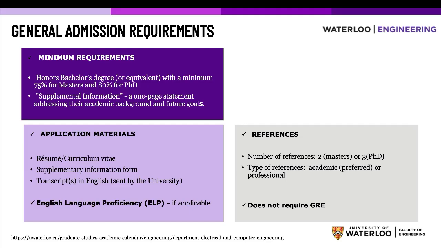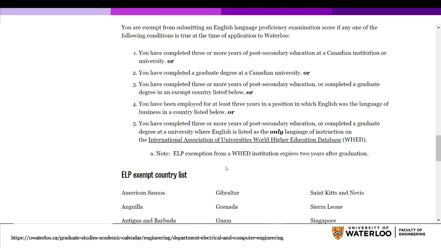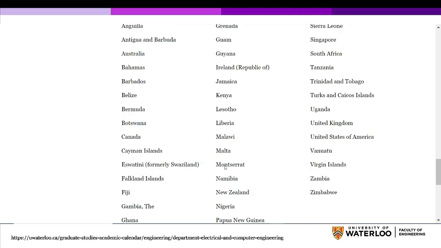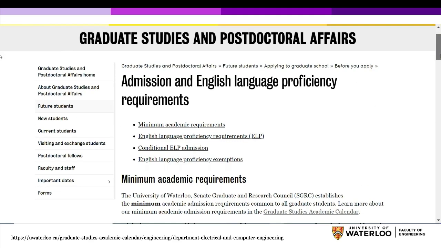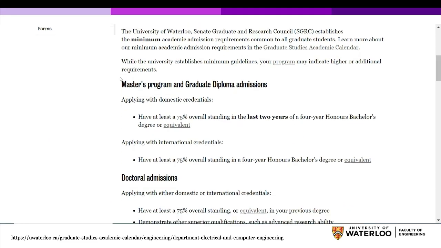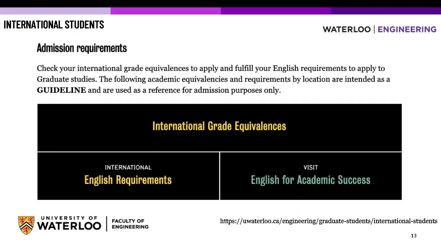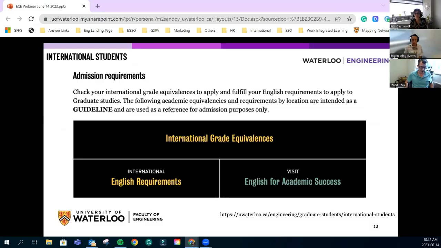We also require ELP, English language proficiency tests, if you have not met one of the exemption criteria, which are also listed on the university webpage. So it's important that you review those before you apply to make sure whether you require an ELP test or not. And we do not utilize or require GRE tests, so you do not need to submit them for an application. And as I mentioned earlier, the international grade equivalencies, you can find them on the webpage, as well as the English language requirements. There's also a link there to English for Academic Success, which I believe takes you to Redison College, and they have some more information on English programs available there.